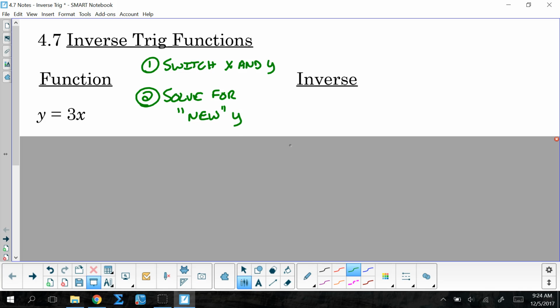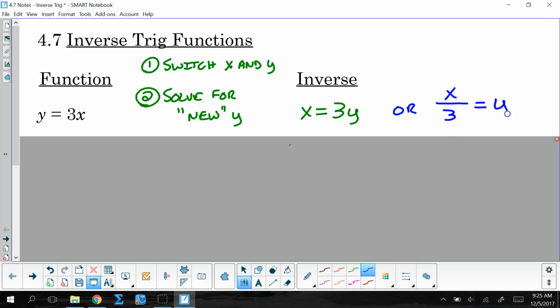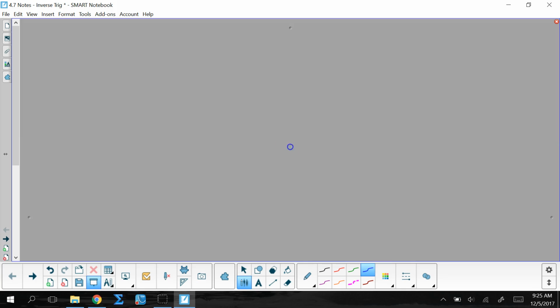So our quote-unquote new y, because it's in a different spot. Okay? So first thing we do is when y equals 3x, that becomes x equals 3y, right? And then that becomes x divided by 3 equals y. And that's my new function. Okay? Find me the inverse.